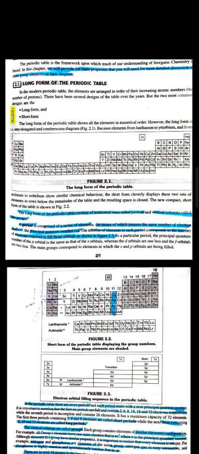However, the long form is a very elongated and cumbersome diagram because elements from lanthanum to ytterbium and from actinium to nobelium show similar chemical behavior. The short form cleverly displays these two sets of elements in rows below the remainder of the table and the resulting space is closed. The new compact short form of table is shown in figure 2.2.